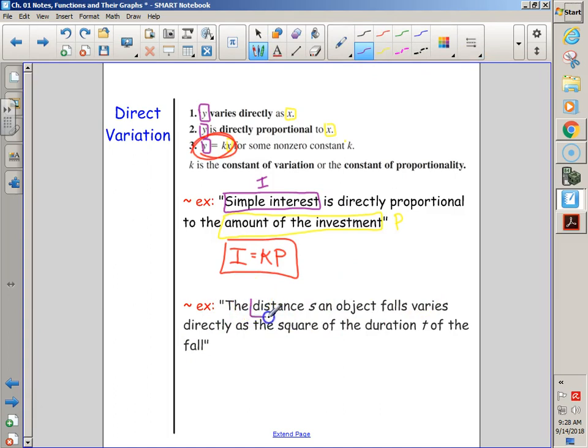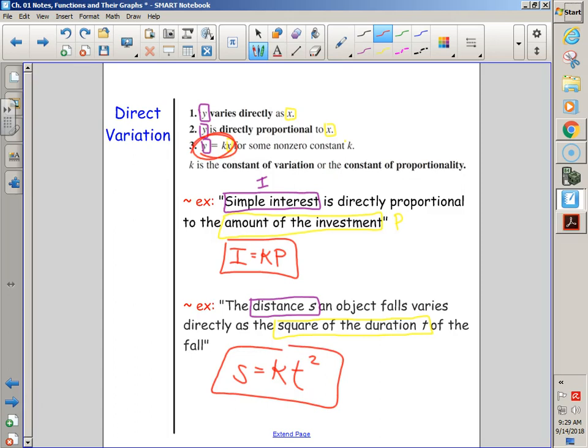Second example, who comes first? Distance. And in this one they don't give you an option. Distance S. Okay, it is what it is. What comes second? Yeah, you got to read the entire thing. Square of the duration T, T for time. So how are you going to set up this equation? How would you set up this equation? S, because it's the Y, right? S equals K times what? T squared. Good.